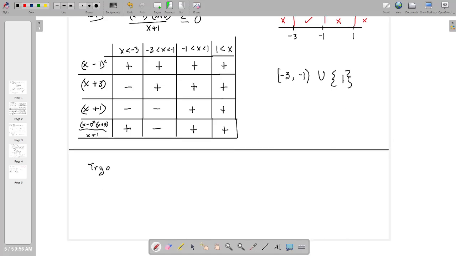I want you to try one. Solve the inequality: x minus 2 times x plus 4 is less than 0. Okay. Be careful, we have a less than here, not a less than or equal to.